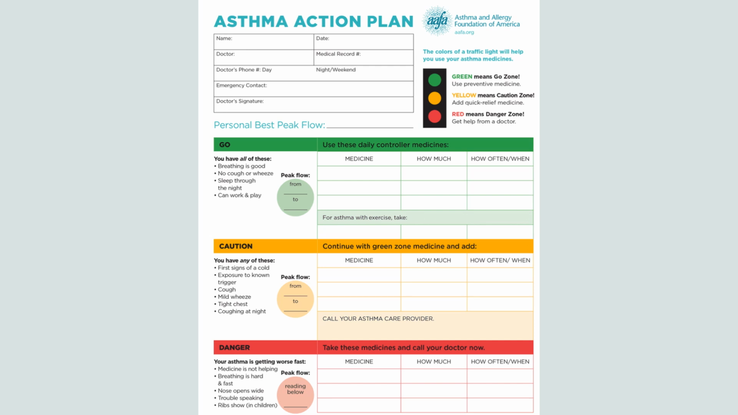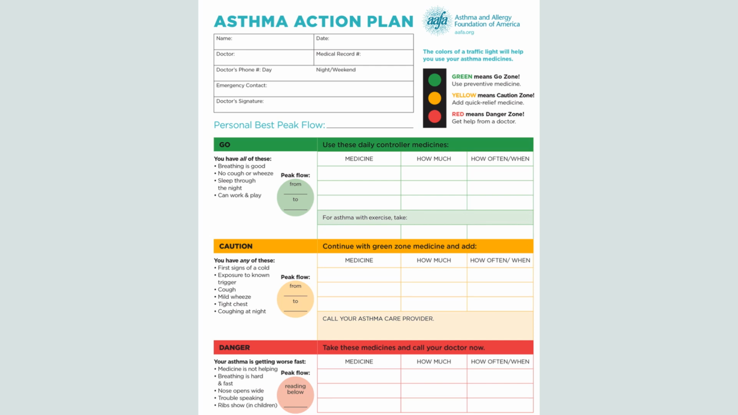And so you might have a patient who's in the green zone, whose breathing is good. They don't have a cough or wheeze. They're able to sleep through the night. It's not interfering with daily function. Maybe they've used it only once this month, and no flare-ups in between. So that says green. Green means go, your asthma's under control.